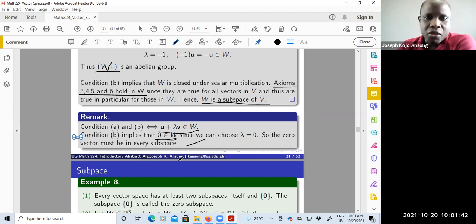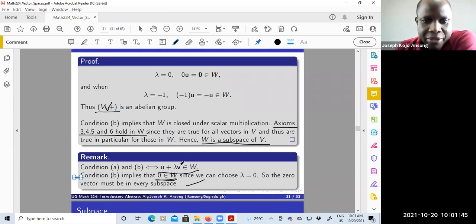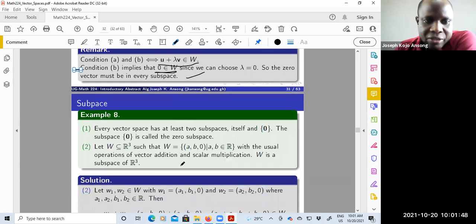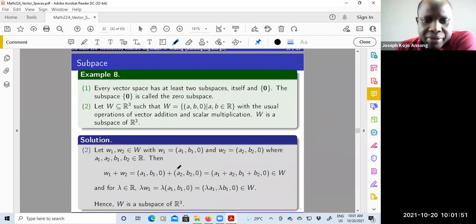Okay, good. So let's look at these simple examples, and then I'll end the video and I'll come back with some more examples on these things. Now, every vector space has at least two subspaces. Okay, so these are trivial examples. Itself, right? If V is a vector space, V is also a subspace. And the vector with the zero element is a subspace. It's called a zero subspace. Okay, so V itself and this one will be subspaces.